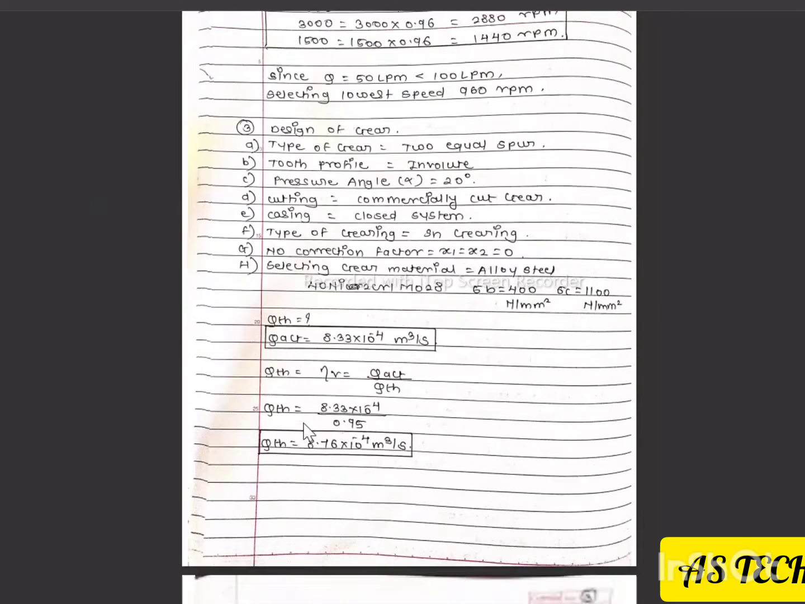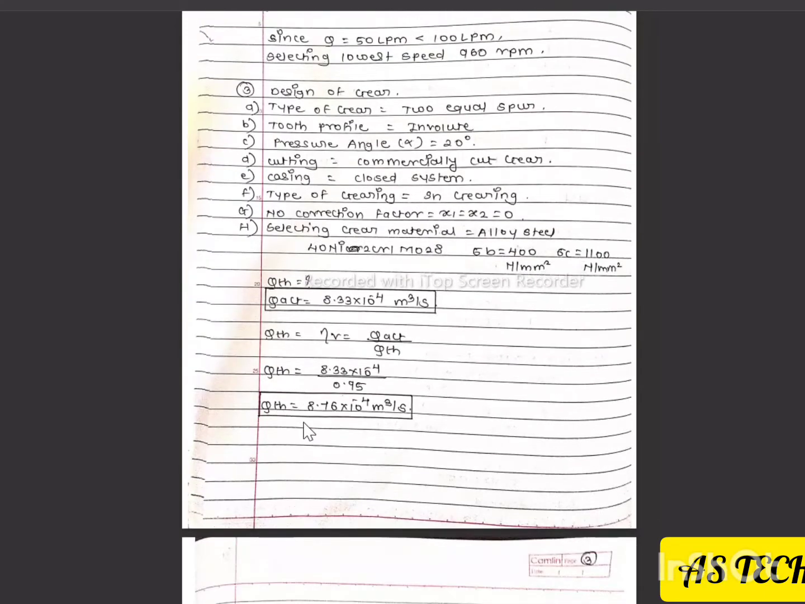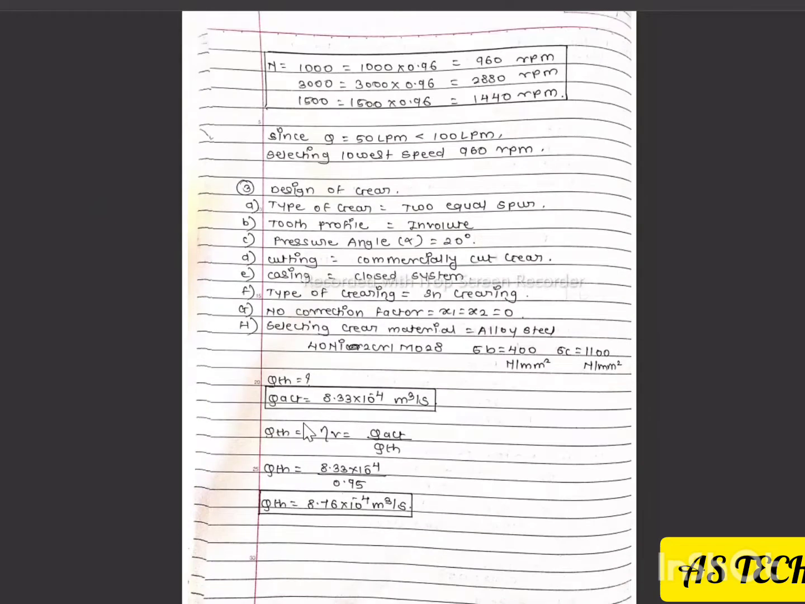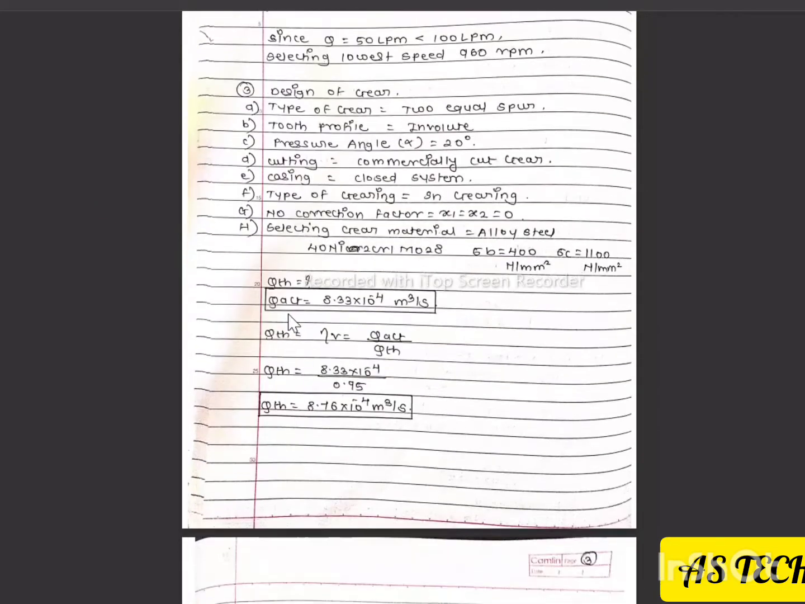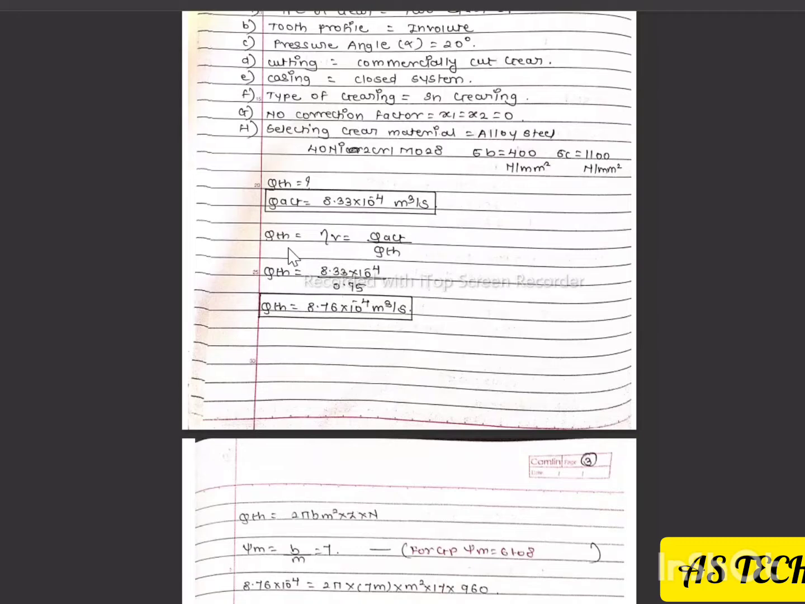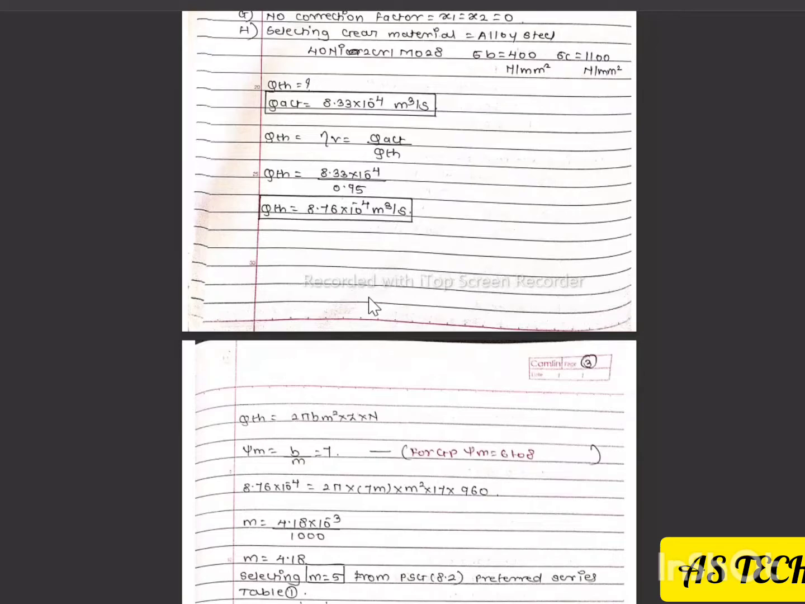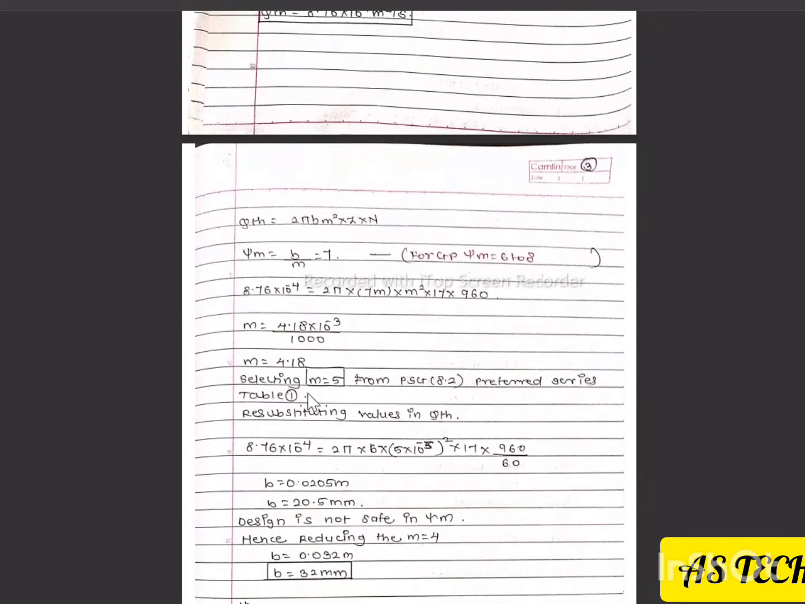Now we have to calculate Q theoretical. As we have the value of Q actual, Q theoretical equals Q actual upon volumetric efficiency. The volumetric efficiency is 0.95, which is a standard value. We get the value of Q theoretical. Then next, Q theoretical equals 2 pi into b into m square into Z into N.